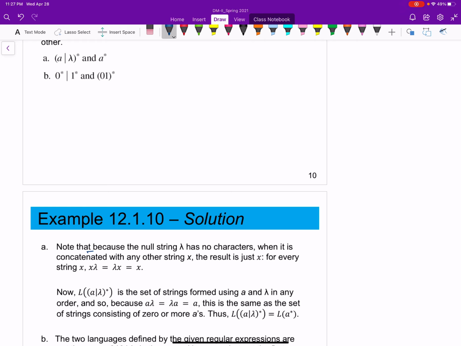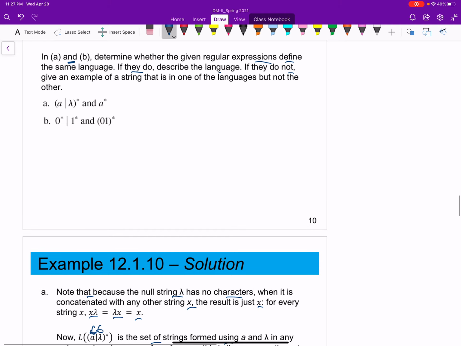Note that because the null string lambda has no characters, when it is concatenated with any other string x, the result is just x. That's true, right? X times lambda equals lambda times x equals x, because lambda is a string with no length. Now, the language a slash lambda asterisk is the set of strings formed using a and lambda. It's using either a or lambda in any order. A lambda is something like a lambda, lambda a.